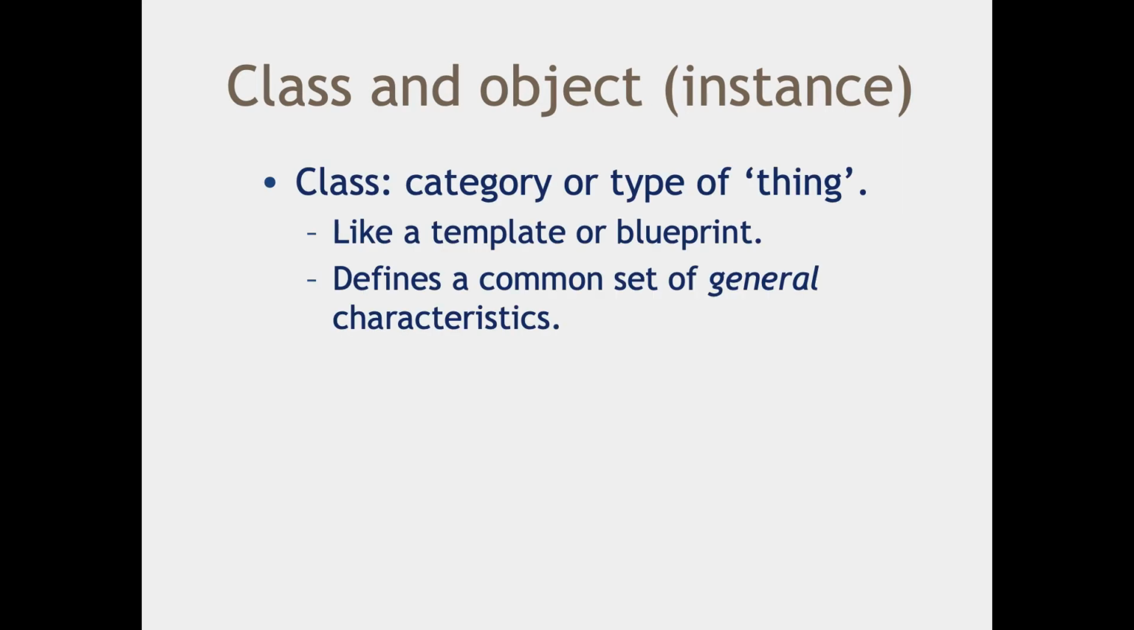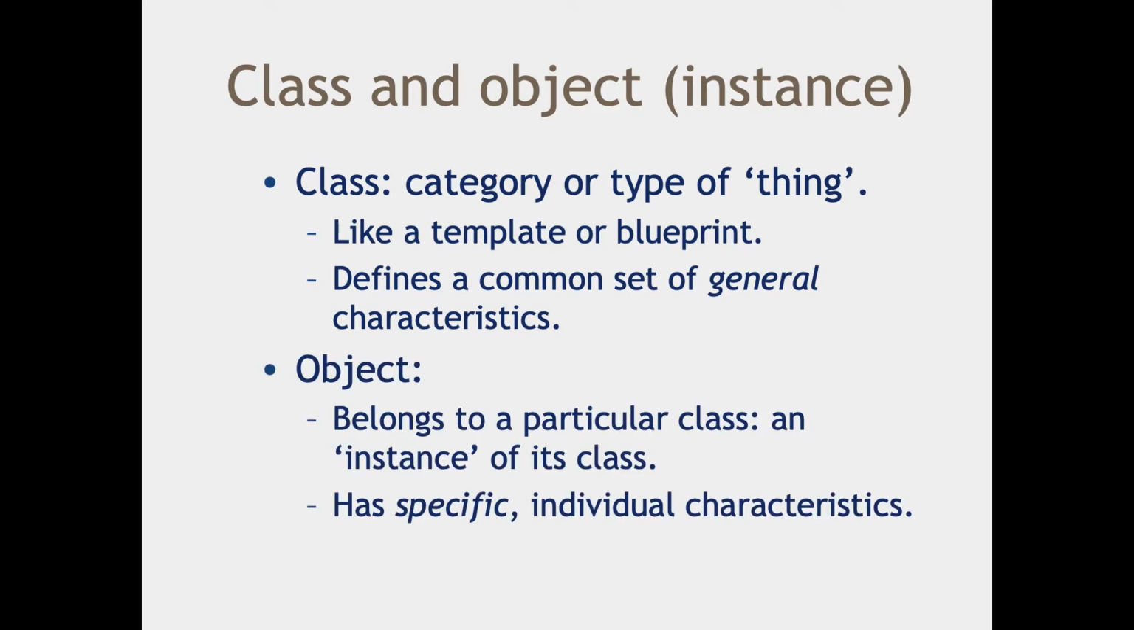So our starting point of defining class is that a class describes a category or type of thing. Thing is a little bit abstract here, and actually the concept of class is a little bit abstract, but hopefully as we explore you'll develop a better understanding of that. Another way of putting it is that a class is a bit like a template or a blueprint. It provides us with the design of something that we want to realize in practice or in a concrete form. So a class defines a common set of general characteristics, and that word general is very important here.